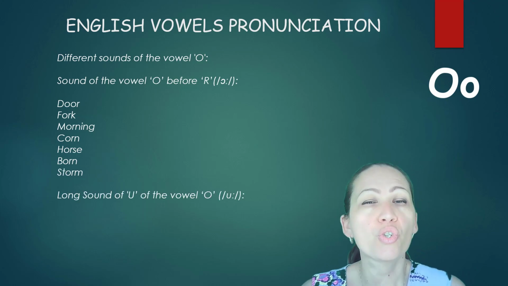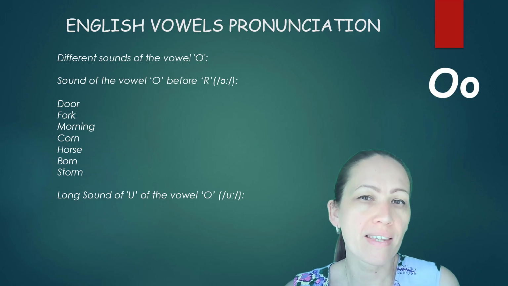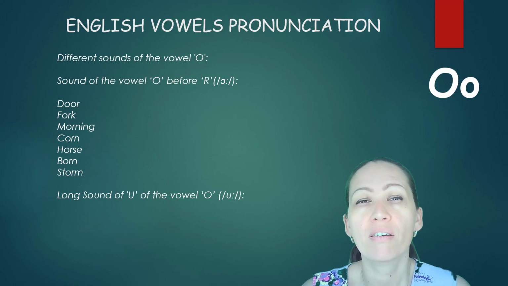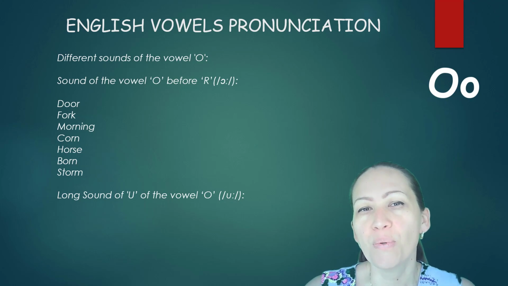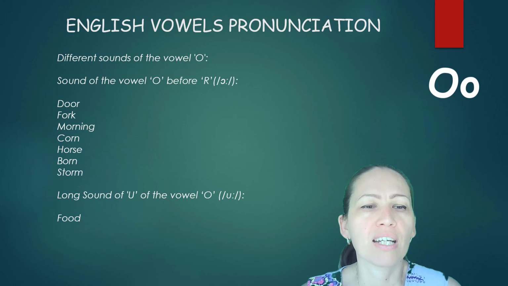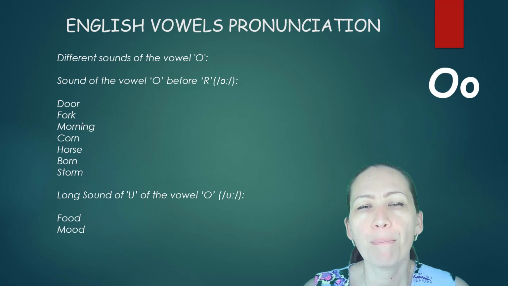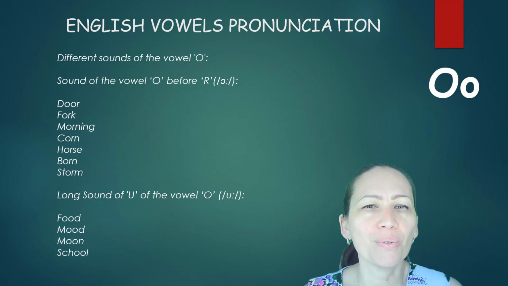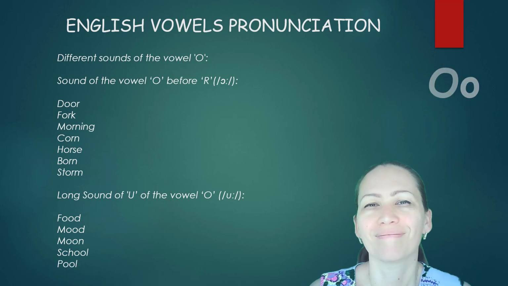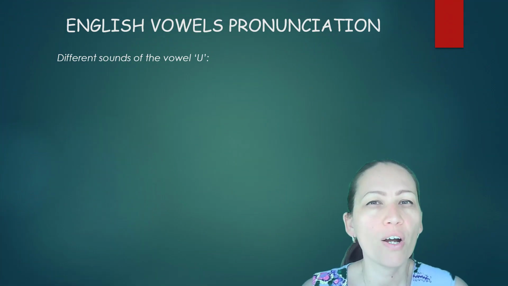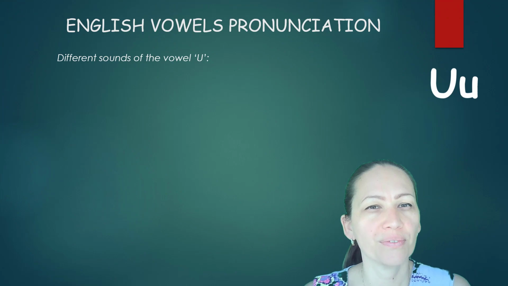However, if we use 2 vowels together and they are not followed by the consonant R, they will make the sound oo, like in food, mood, moon, school, or pool. And our last vowel is the vowel U.